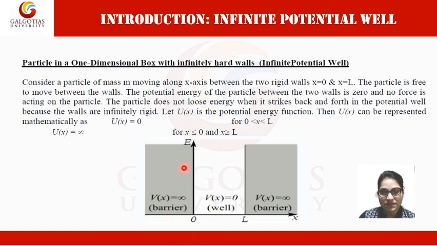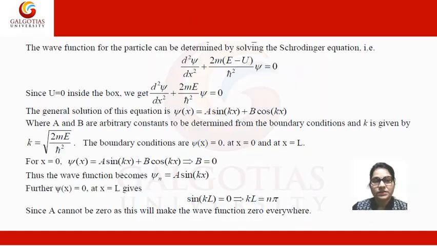In this shaded region, the potential is infinite, so there is no probability of finding the particle. And after L, where x is greater than L, the potential is also infinite, so there is no probability to find the particle. Now the wave function for the particle can be determined by solving the Schrodinger equation.